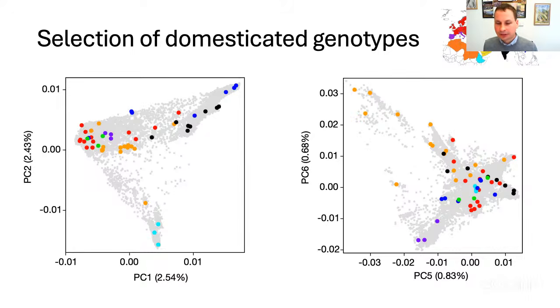So traditional landraces from the Middle East have high genetic diversity, and we expect to find lots of new variation there that is currently not exploited in barley breeding.